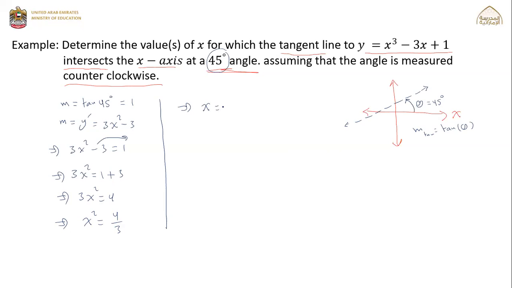Now, what about x? x equals plus or minus radical 4 over 3. That gives plus or minus 2 over radical 3, which is the same as plus or minus 2 radical 3 over 3, and you can find this value with your calculator. So the tangent line which makes a 45 degree angle counterclockwise with the x-axis has two values: x equals 2 radical 3 over 3 or x equals minus 2 radical 3 over 3.